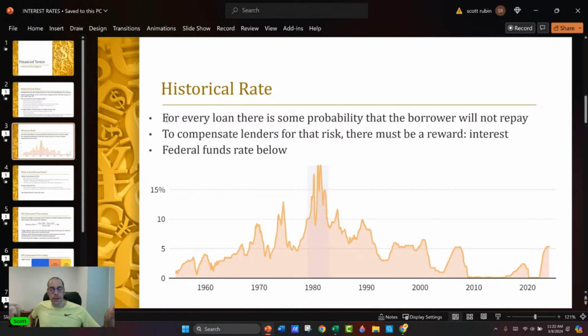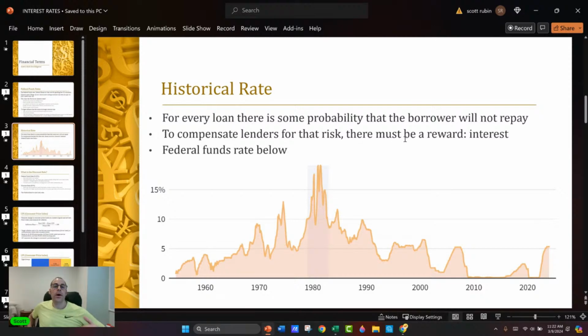But rates aren't fixed. So for instance, if a bank lends money to you to buy a home, they may charge you 6%. But that doesn't mean everybody who wants to take a home loan has to pay 6%. Maybe your neighbor pays 7% or 5%. Because for every loan, there is some probability the borrower will not pay. So that's why banks and financial institutions charge interest to compensate for that risk.